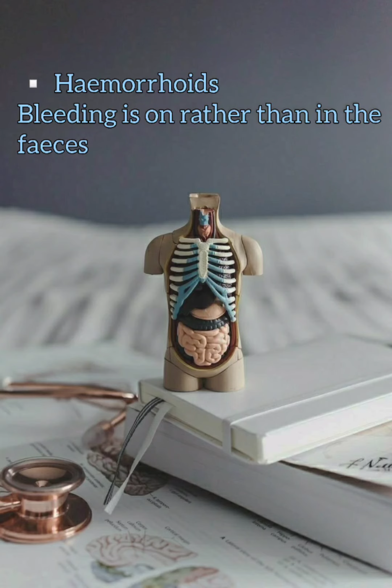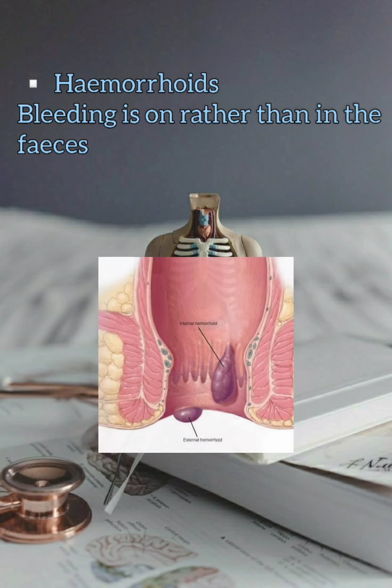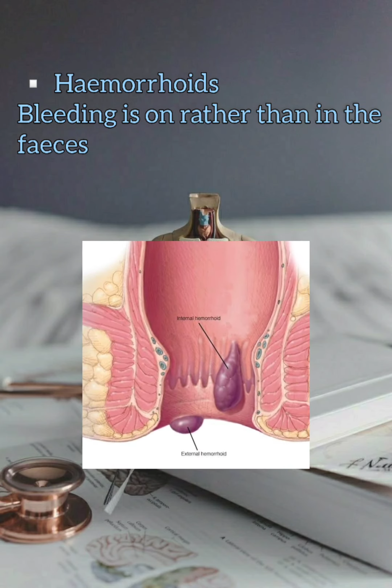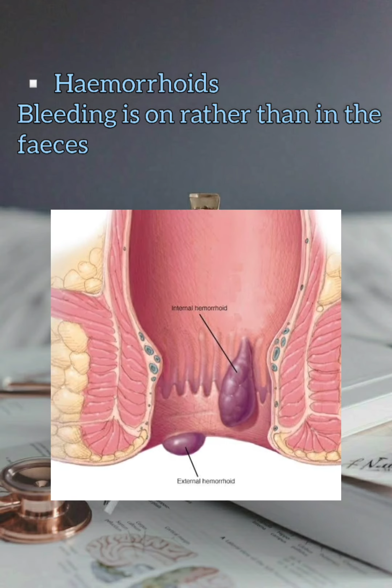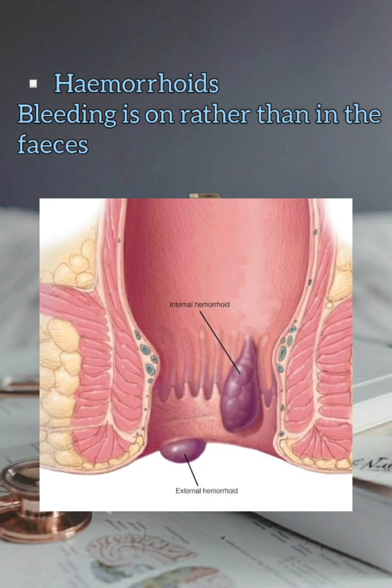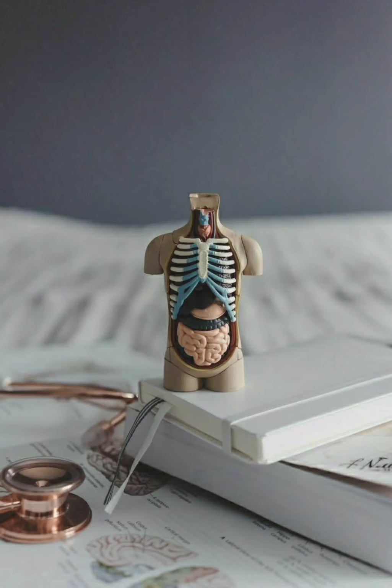E, internal hemorrhoids. Hemorrhoids most often present with anorectal bleeding, but the bleeding tends to be on rather than in the feces. And this question says that the blood and mucus are mixed in with his feces. That's a very important cue, because with hemorrhoids, the blood does not mix with the feces, it just sits on the feces, right? So that's a giveaway that it cannot be hemorrhoids.